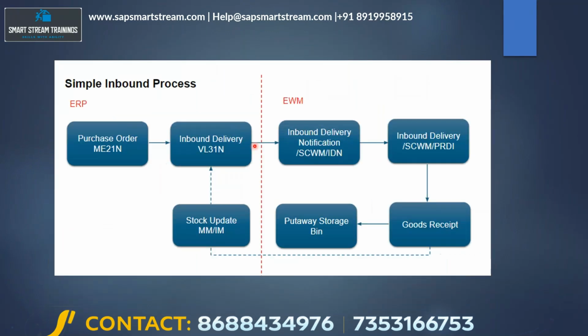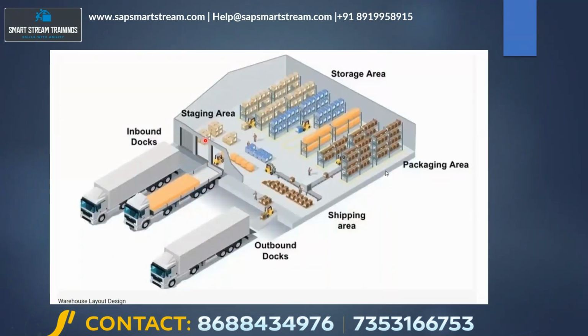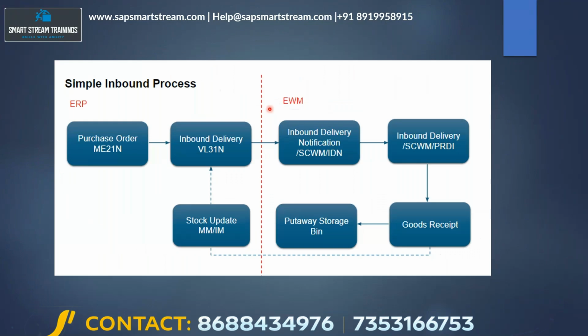So I'll explain one simple inbound process. The process which we told right here: we receive the products, we do the put away. The same thing, how it looks in the system. Here you can see, the procurement team, which is the material management team, raises the purchase order. They create an order. Once they create the order, against that order they are going to create an inbound delivery. A delivery will be created, and that delivery will come to the EWM system. And on that inbound delivery, we will do the GR, goods receipt.